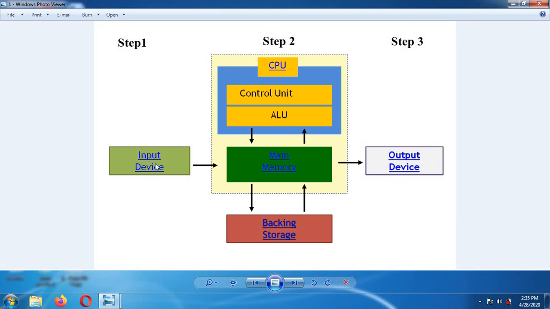The first step, number one, input will be given with the help of an input device. In the second one, the operation is performed on the given data with the help of main memory, and after processing, the data is sent to output devices to show the result. Hope you understand the working of a computer very well.